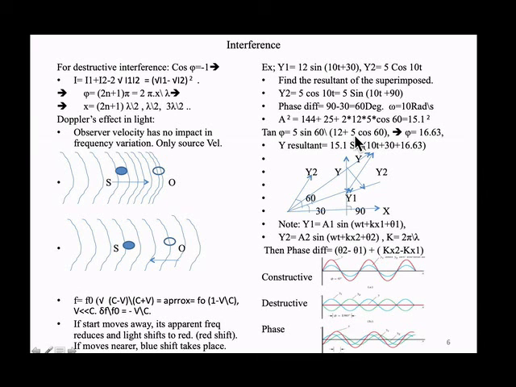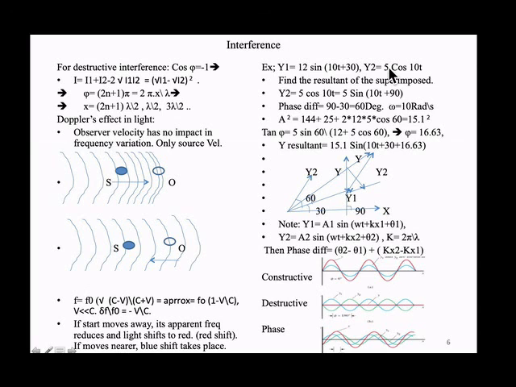a1 plus a2 cos 60. So I am getting the resultant angle as 16.63. If I add the original phase also, then 30 plus 16.63, around 46.63, is the phase difference. So y resultant is 15.1 sine(omega t plus 46.63), where 15.1 is the amplitude. So what happened here? The amplitude has increased.